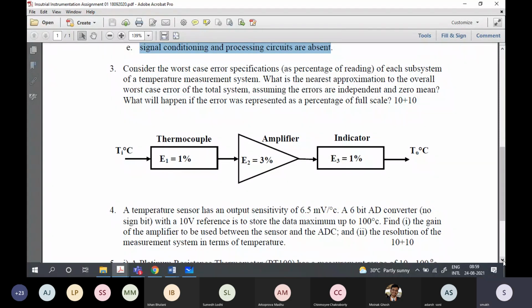First of all, the worst case error specifications are given. Worst case error specification means we can assume that the error is within plus minus 1%. So if the error is plus minus 1%, then what is the nearest approximation to the overall worst case error? Can you say that? Assuming the errors are independent and zero mean.